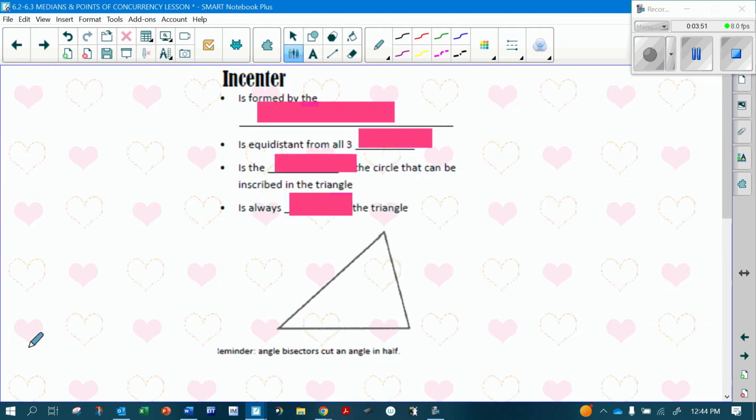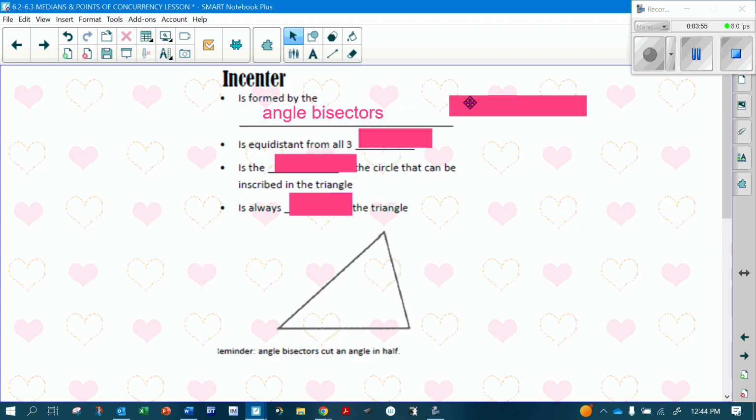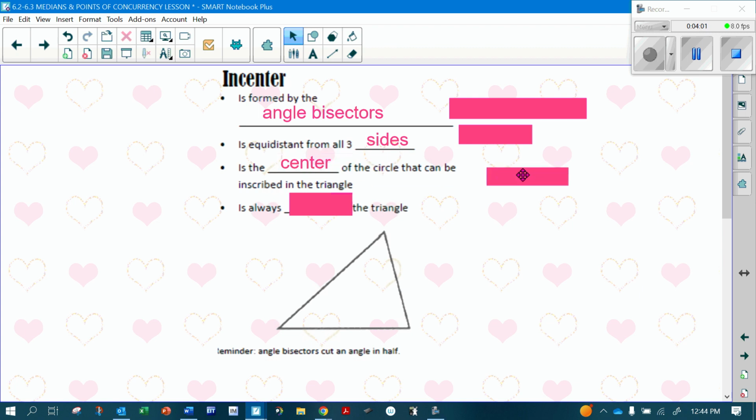All right, the next one. This is our incenter. The incenter is formed by your angle bisectors. It's equidistant to the sides. It's the center of the circle that can be drawn on the inside of the triangle, and it will always be inside the triangle.